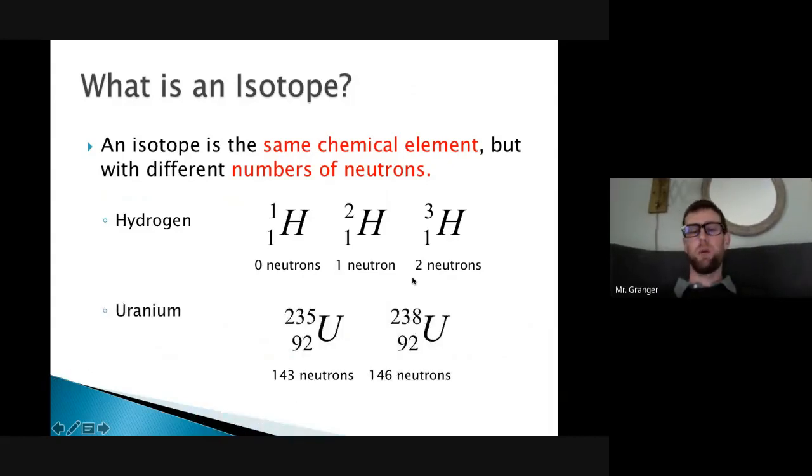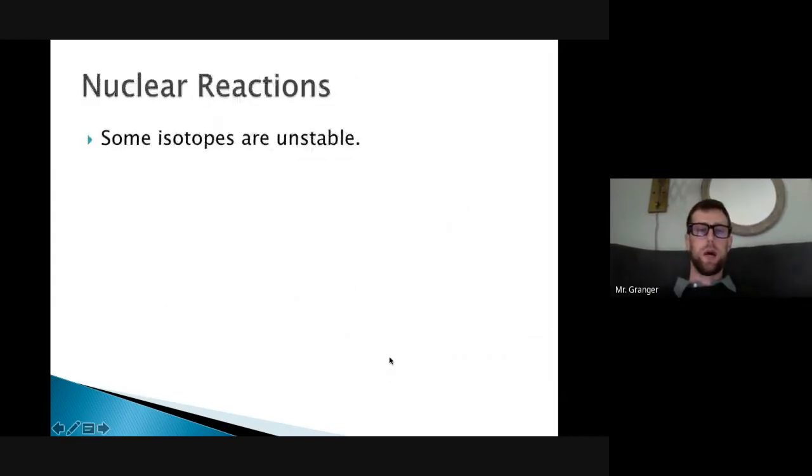We can do the same for uranium. Uranium can be 235 or it can be 238. 235 has 143 neutrons. It's 235 minus 92. That gives you 143. Uranium-238, taking away the 92 protons, is going to have 146 neutrons. So we've added 3 more neutrons to the U-235 to make U-238. And that's going to give you 146 neutrons. So these nuclei can react because they are unstable.